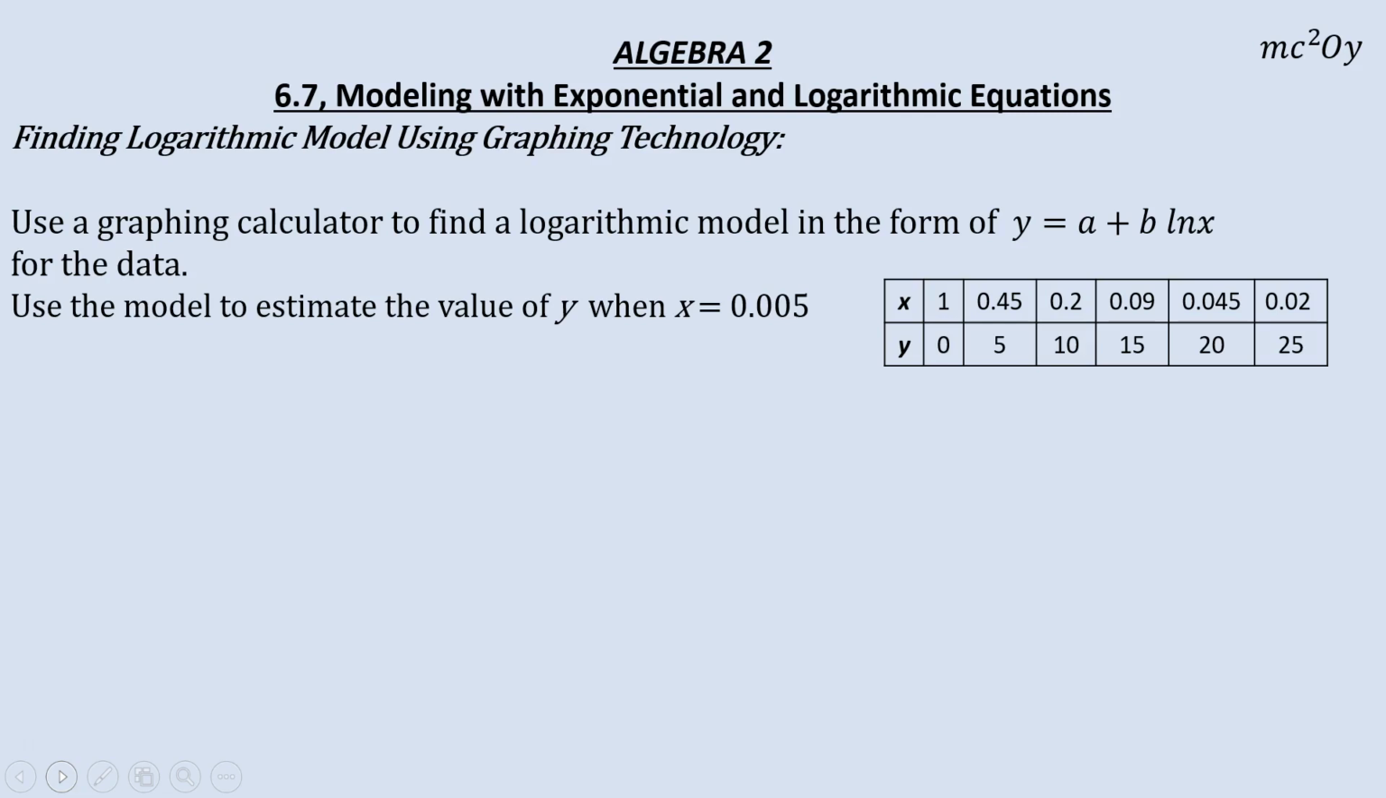So it says use a graphing calculator to find the logarithmic model in the form of y equals a plus b times the natural log of x for this data. Use the model to estimate the value of y when x is 0.005. Okay, and so once again, I'm going to open my graphing calculator up, so I'm going to pause you here.